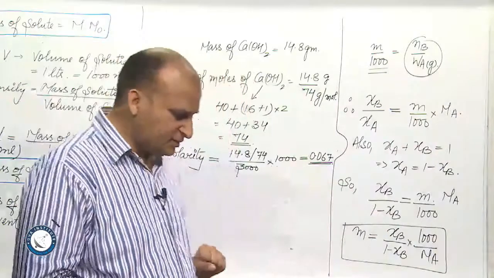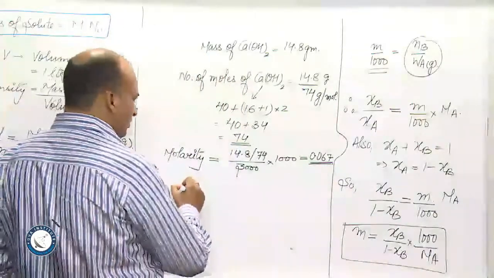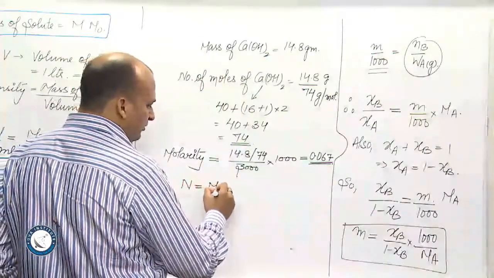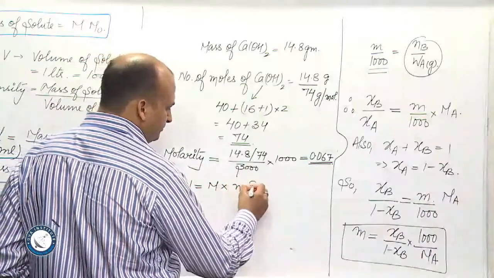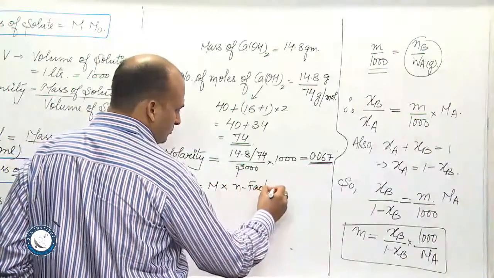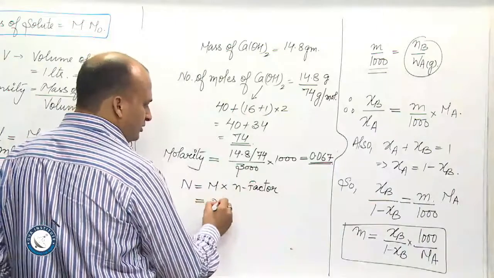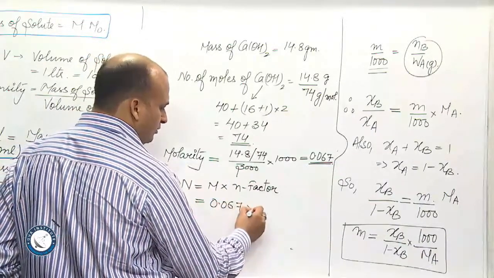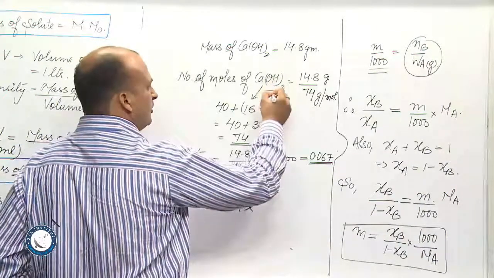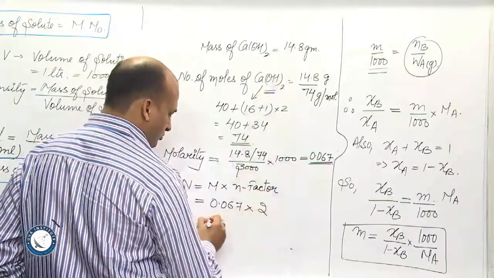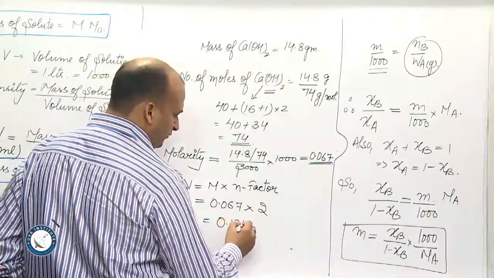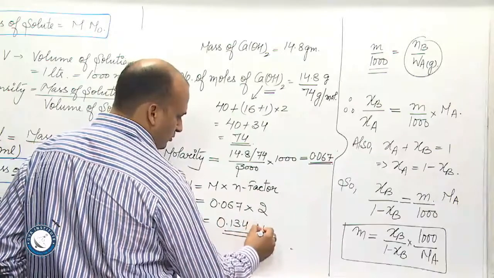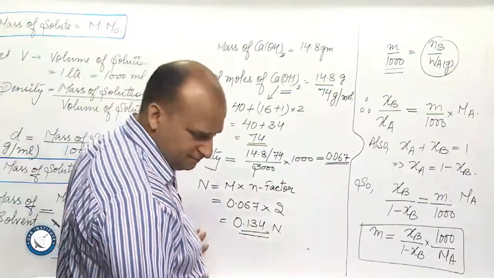Okay. Second is, he is saying normality of the solution. So you see, normality is molarity multiplied by n factor. Molarity is 0.067. Ca(OH)2, its acidity is 2. So 0.134. This is the normality. Clear?